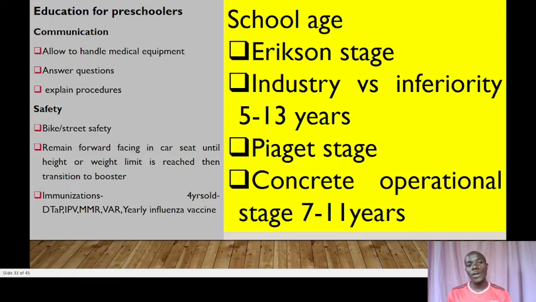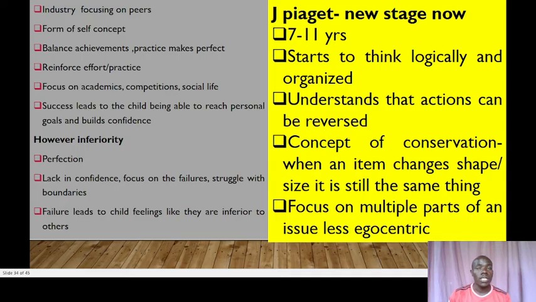From the preschooler, we go to school age. According to Erikson, we are interested in industry versus inferiority, and that is 5 to 13 years. And Piaget is concentrating on a new stage of development, the concrete operational stage, which happens between 7 to 11 years. In industry, they are focusing on their peers, guys. They want to develop a form of self-concept, so they are trying to balance some achievements.